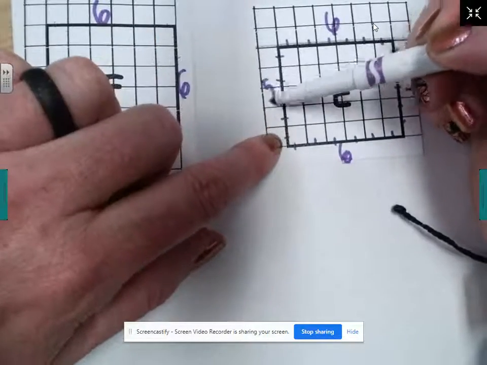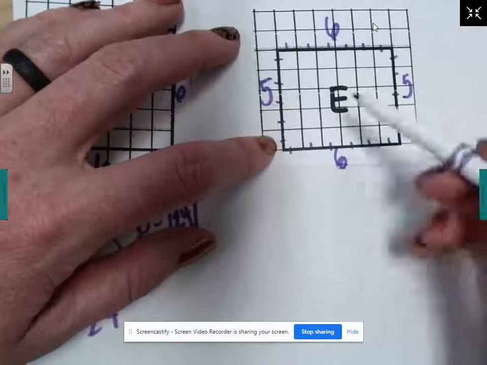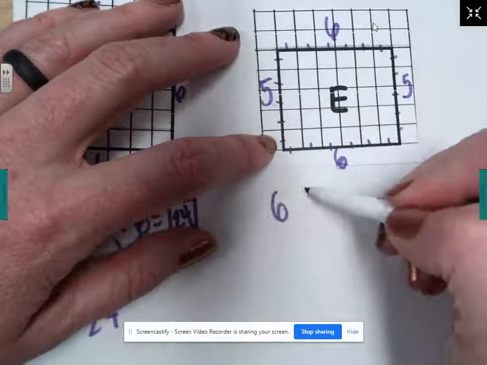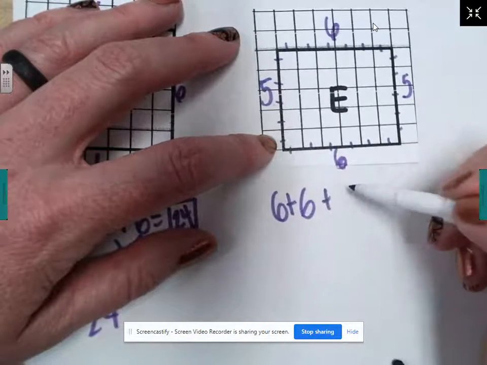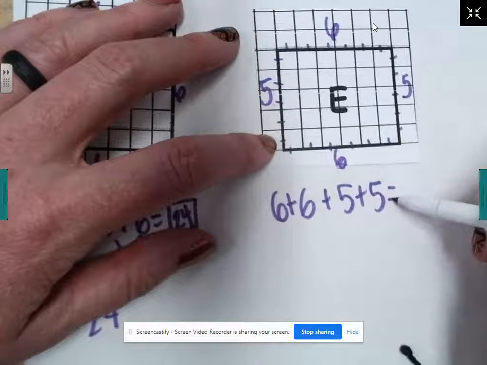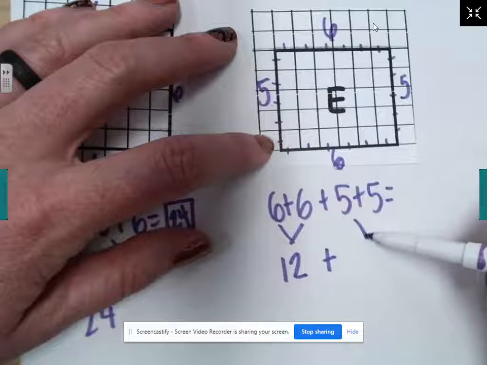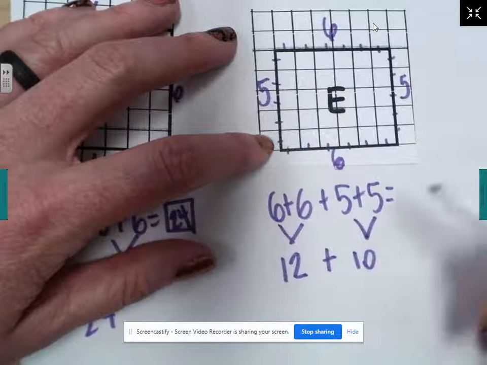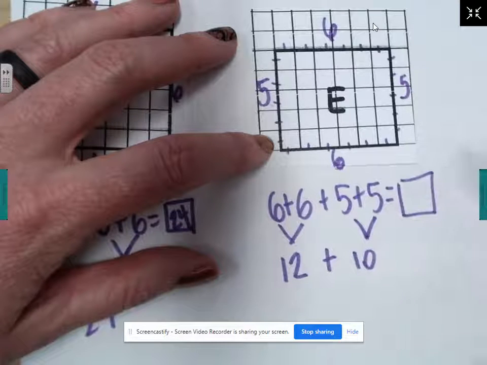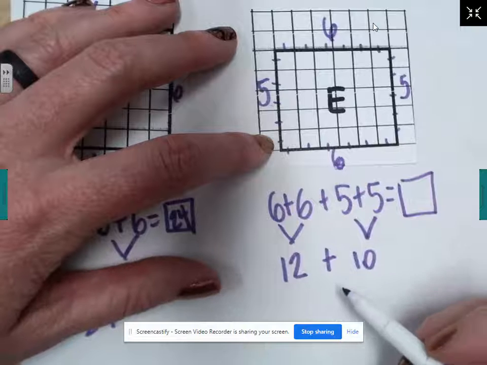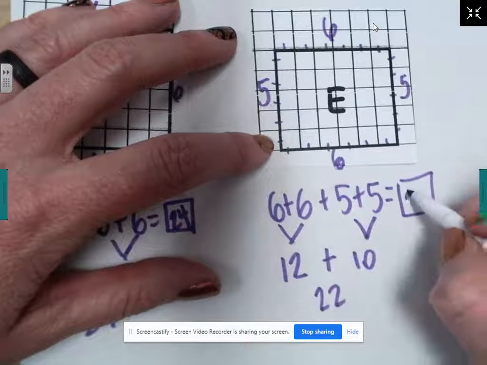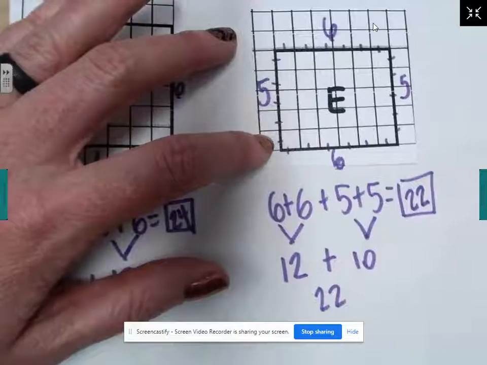Yes. And again, to find the perimeter, we're going to add up all of those numbers. 6 and 6 plus 5 plus 5. 6 and 6, as we said earlier, is 12. 5 and 5 is 10. We still have to add those numbers together to get our perimeter. 12 plus 10 is 22. So our perimeter is 22.